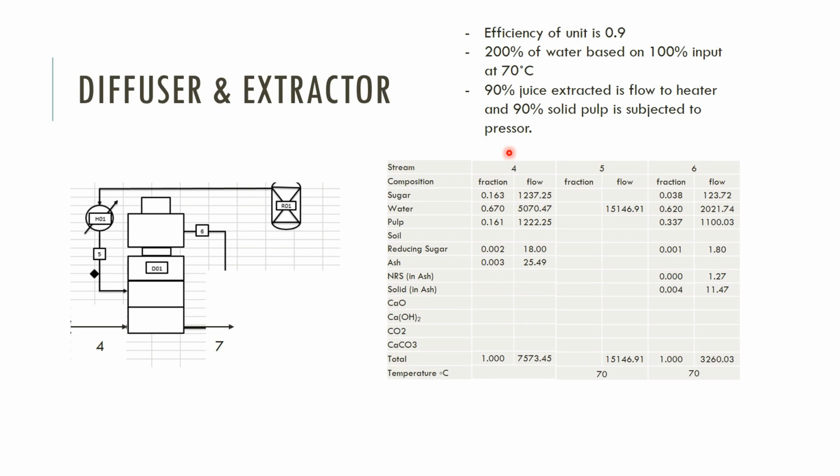Next unit operation is the diffuser and extractor. The efficiency of this unit is 0.9, and 200% of water based on 100% input at 70 degrees Celsius is put in the diffuser. The sugar beet juice is extracted using the method of counter current flow of water towards the beet pulp, and then 90% of juice extracted flows to the heater, while 90% of solid pulp is sent to the presser because of the 0.9 efficiency. The flow rate at the input is 7,573.45 kg per hour, while the flow rate at the output is 3,260.03 kg per hour.